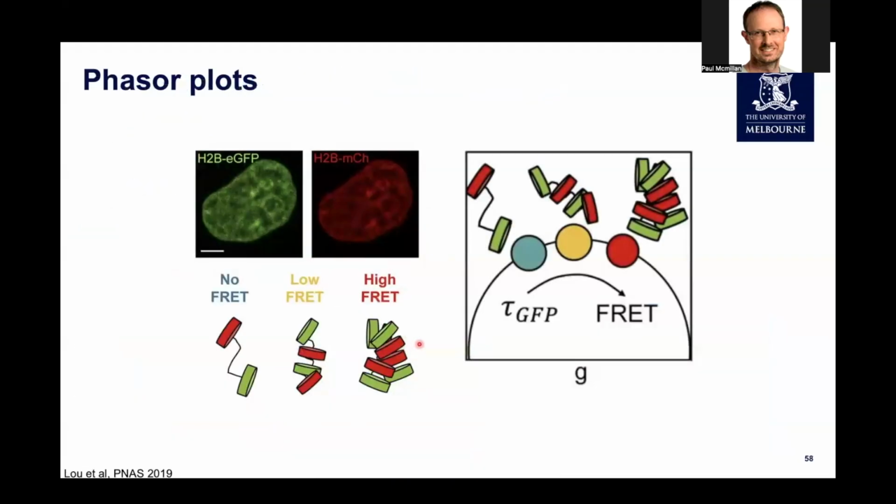One way of analyzing FRET data is to use what's called a phasor plot. This is a way of visually separating out the FRET signal. In this case, we've got histone H2B, which is tagged with either GFP or mCherry. When the histones are fairly well separated, you get no FRET, and as they become more condensed, you can see increased FRET. In the phasor plot, we can spatially separate these to be able to quantify the different levels of interaction of those FRET molecules.